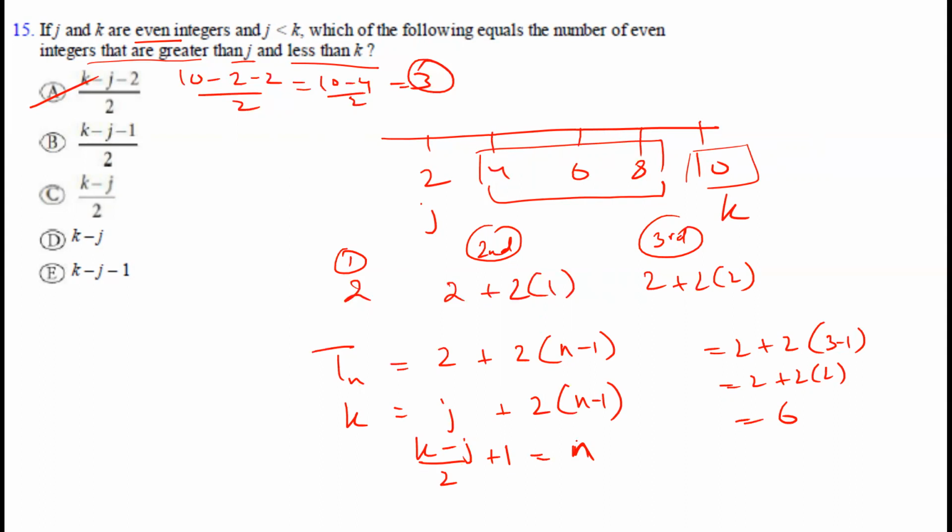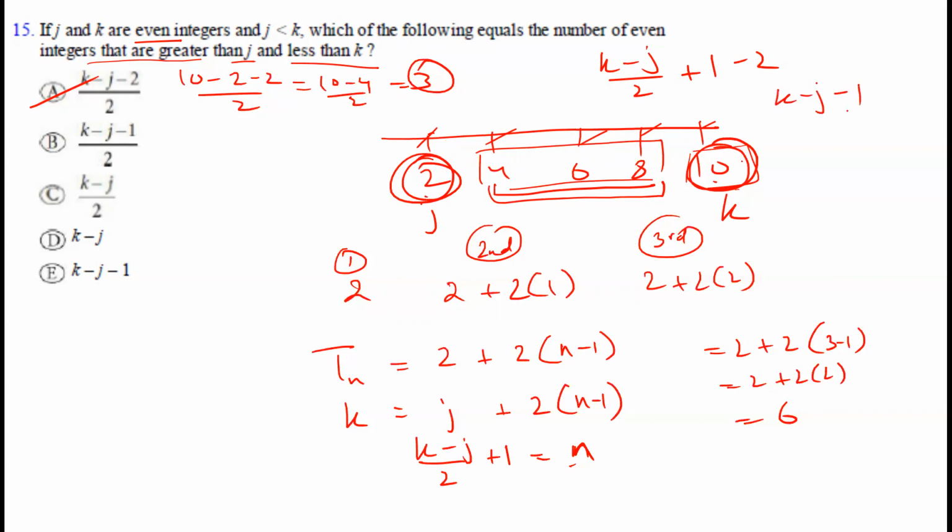So now we know that n is 5. So how many numbers in between, 5 minus 2? That is 3. And why are we subtracting 2? Because one number is this and the other number is this. So (k minus j) divided by 2 plus 1 gives you the nth number. So 1, 2, 3, 4, 5. But how many in between? 3. So we need to subtract 2, this number and this number.